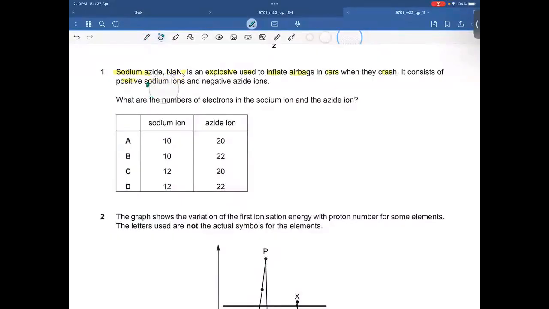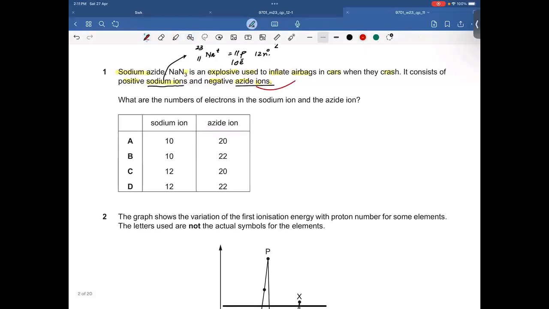When we have sodium ions, obviously, it has a nucleon number of 23 and the proton number is 11, which means it has 11 protons. Because of the plus charge, it has 10 electrons. And so it has 12 neutrons, right? And neutron is neutral, which has 0 charge. And the negative ion is azide, which has the formula N3 minus.